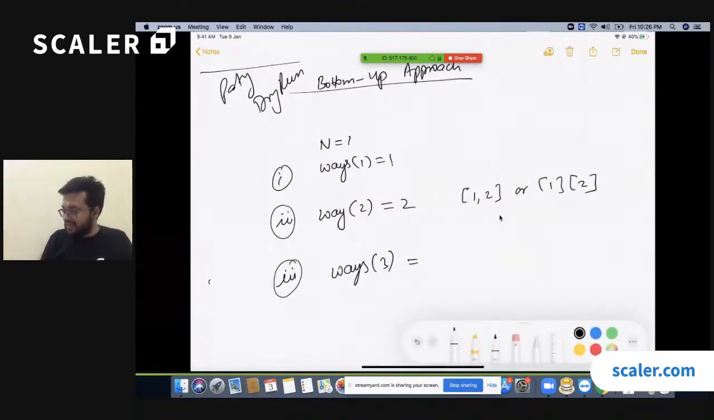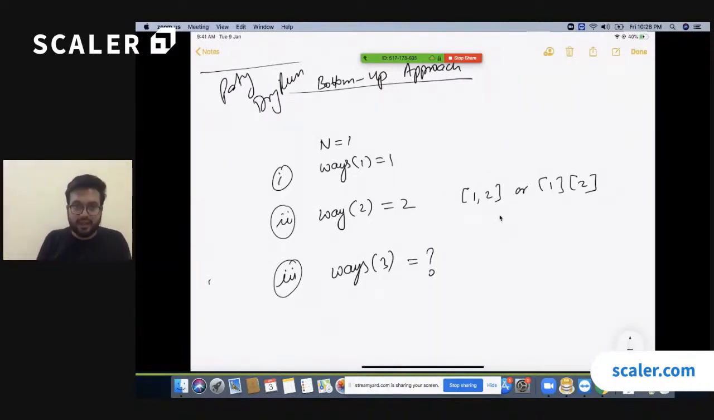Now let's say we only know the answer for n equal to 1 and n equal to 2, and I want to compute the answer for n equal to 3. I've already proven that this has optimal substructure and overlapping subproblems, so DP would be a way to go about it. So what would I do? Let's say I know that if only one person is there in the party, there is one way. If there are 2 people, there are 2 ways.